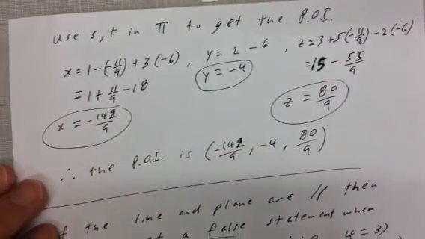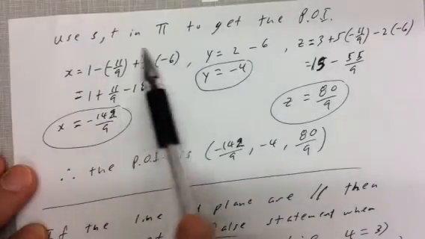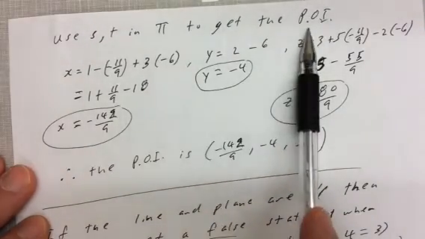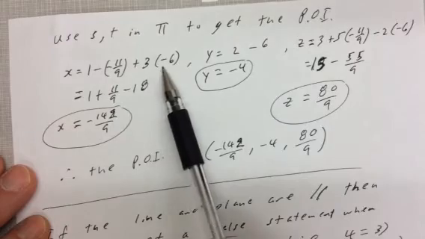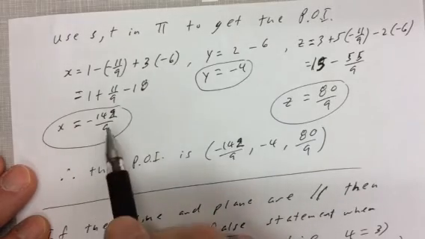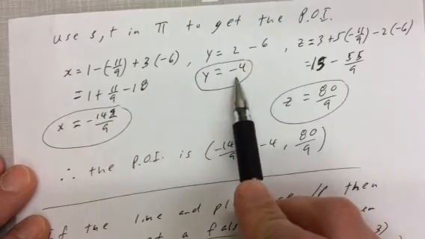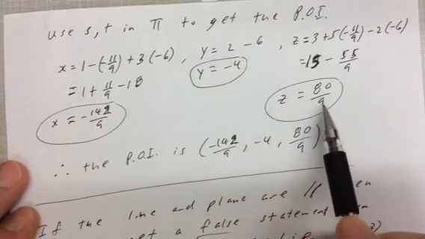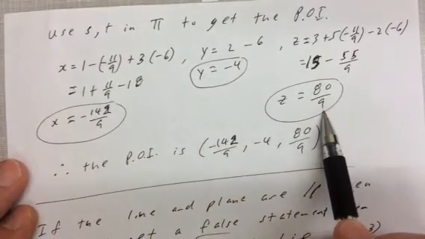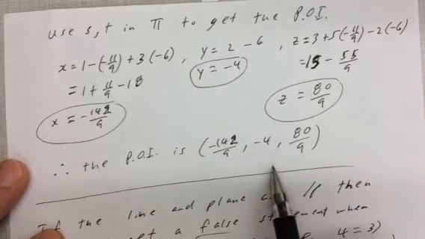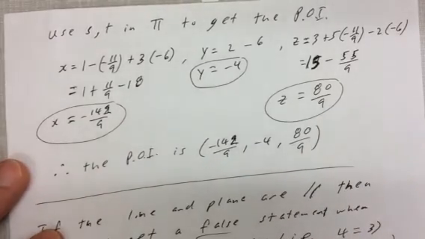Okay, so once we've got s and t, I plug them in here to the equation for the plane to get the point of intersection. When I plug them in, I get -142/9 for x, y equals -4, and z equals 80/9. And that's our point of intersection.